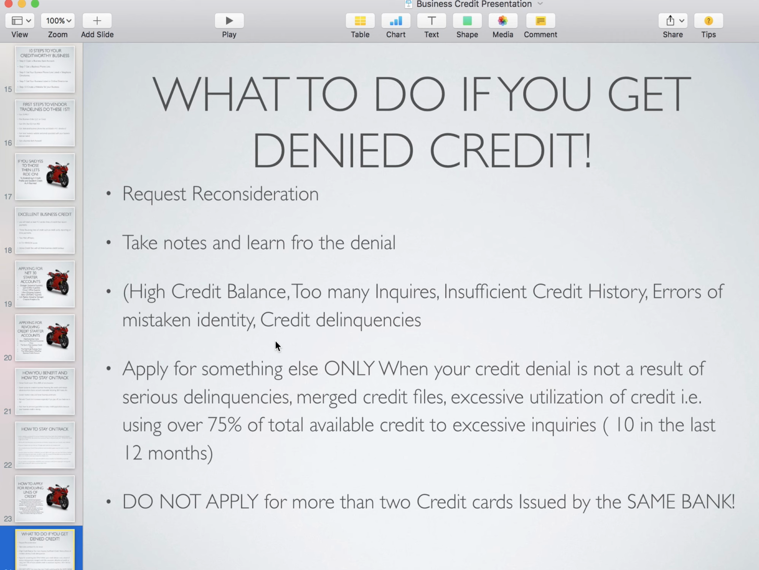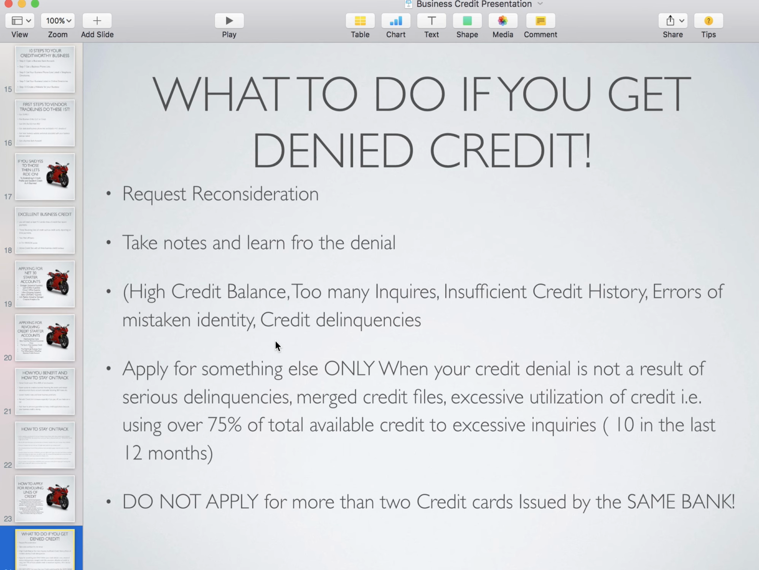Because remember, by now, you should have 10 open net 30 accounts that have been paid off. You should have paid off some lines of credit on the net 30. You should have bought something that's $500 to $2,000 or greater that you paid off. Now you upgrade from the $50, so now you're going to go to $500.